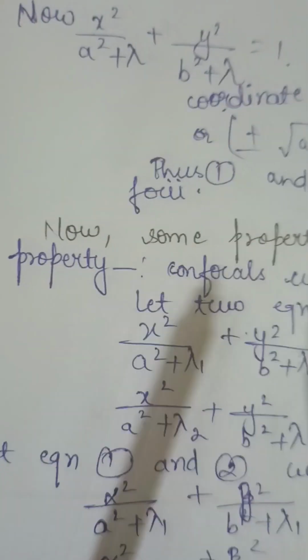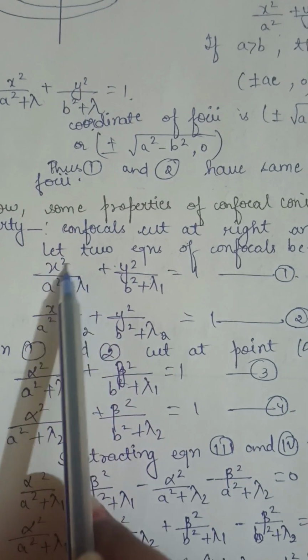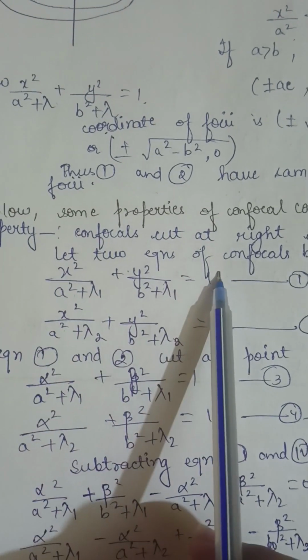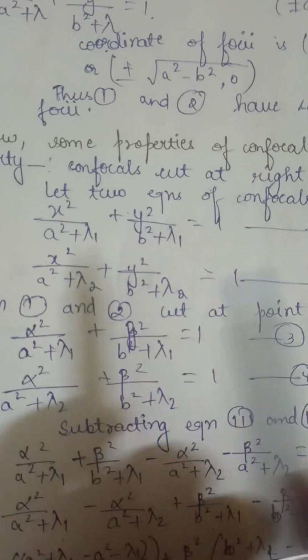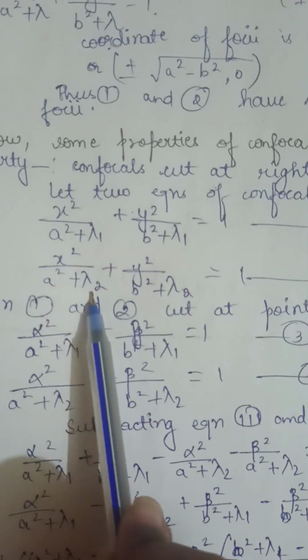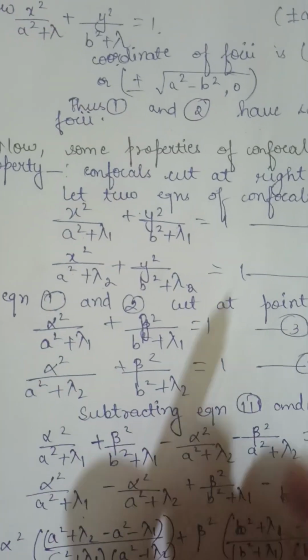Now I will be telling you some properties of confocal conics. The first property is that confocals cut at right angles. Let two equations of confocals be x square upon a square plus lambda 1 plus y square upon b square plus lambda 1 is equal to 1. The other equation of confocal would be x square upon a square plus lambda 2 plus y square upon b square plus lambda 2 is equal to 1.